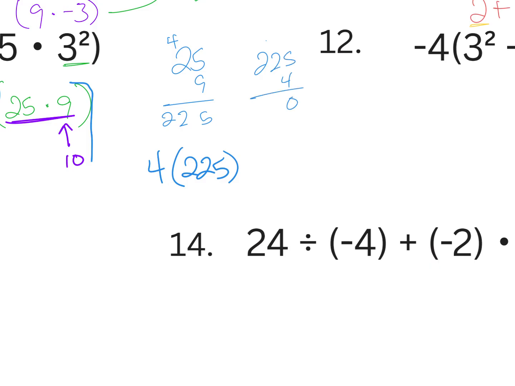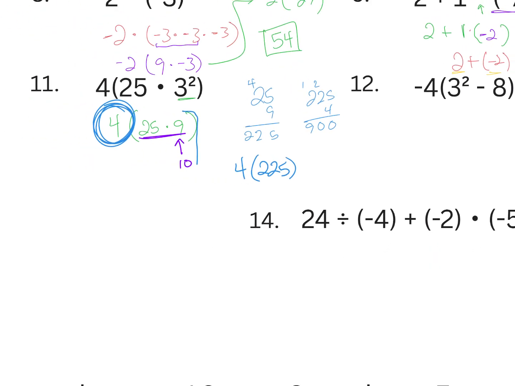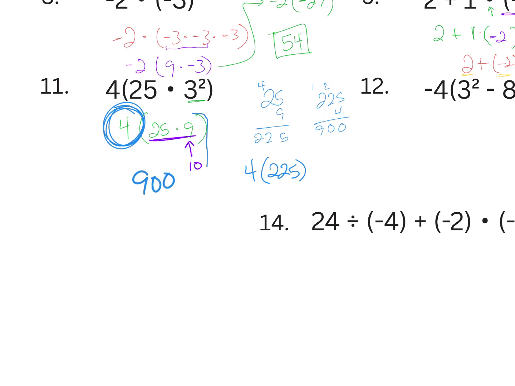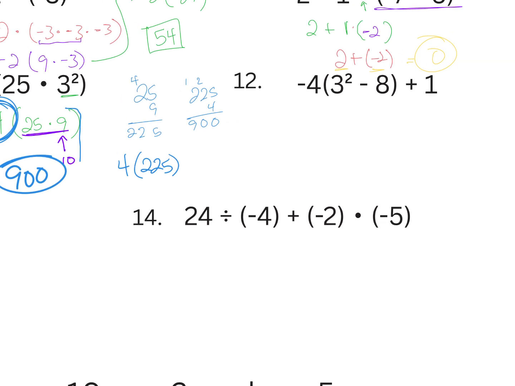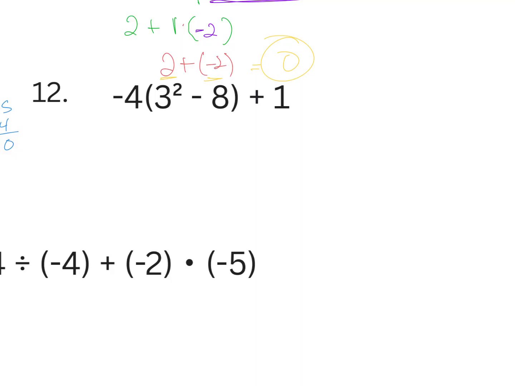20 with a 2. 8, 10. This is 900. 12. Okay, we're getting a little more complicated still.